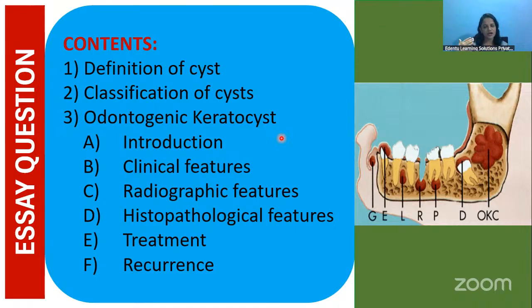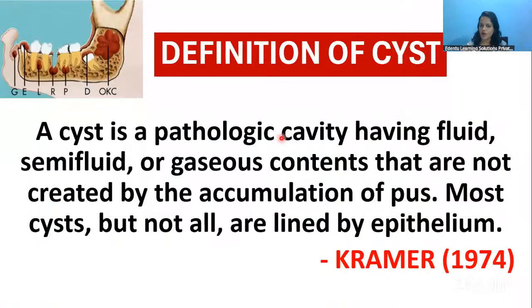classification. Then if they have asked about OKC, first give an introduction, then the clinical, radiographical, and histological features, treatment, and they may particularly ask you to add a note on the recurrence of OKC. Since OKC is the most recurring odontogenic cyst, they may ask you to add a note on the recurrence of the odontogenic cyst also. So let's see first the definition of cyst.